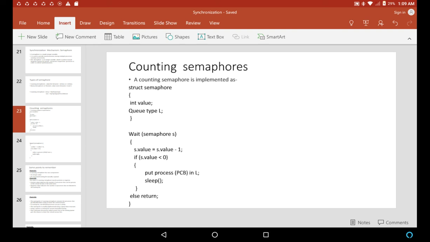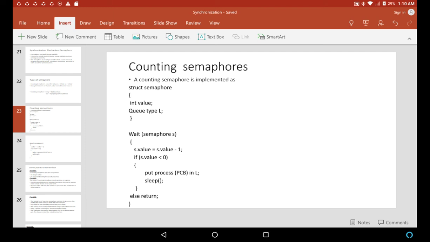It is not entering into the critical section. Suppose one more process comes into the picture, that is P5. Now, if P5 comes, S value was -1. After executing the first line of code, S value becomes -2. And again, this process is also forced into the blocked list or suspended list. This is how this wait operation executes.